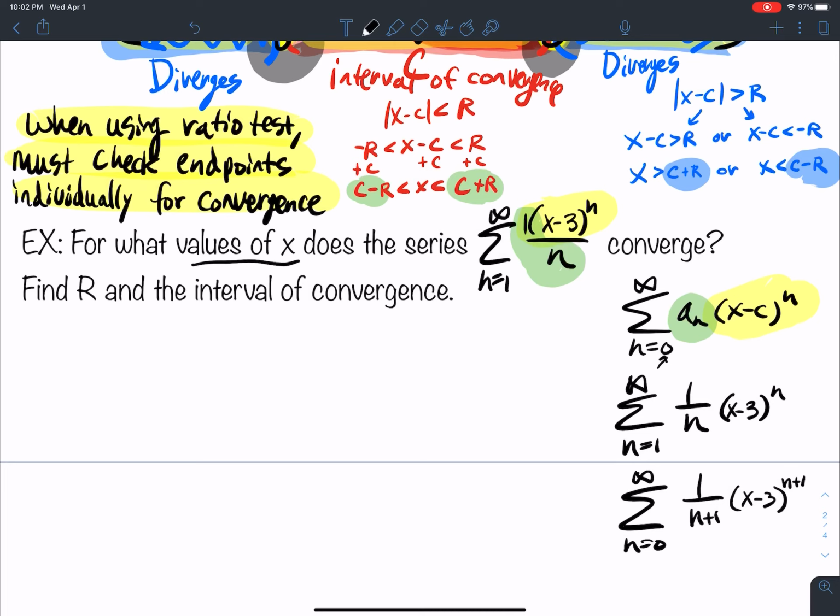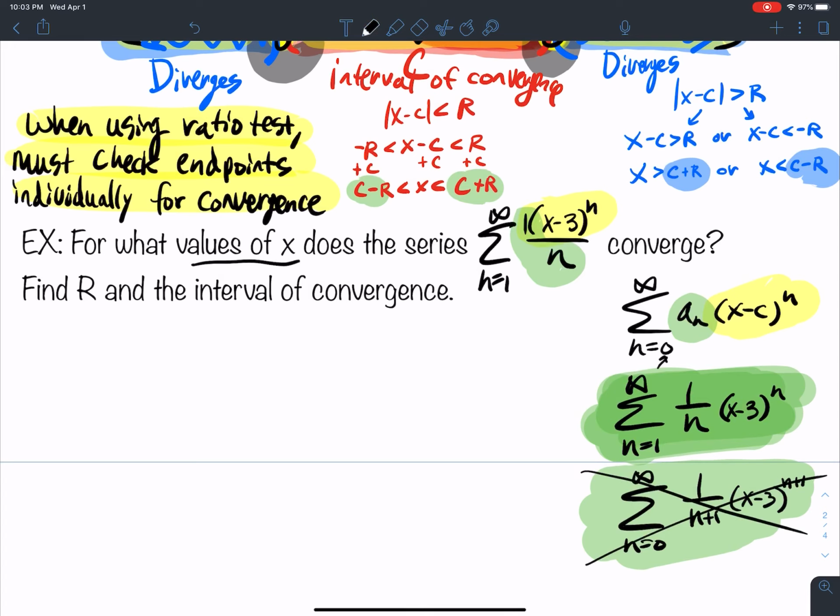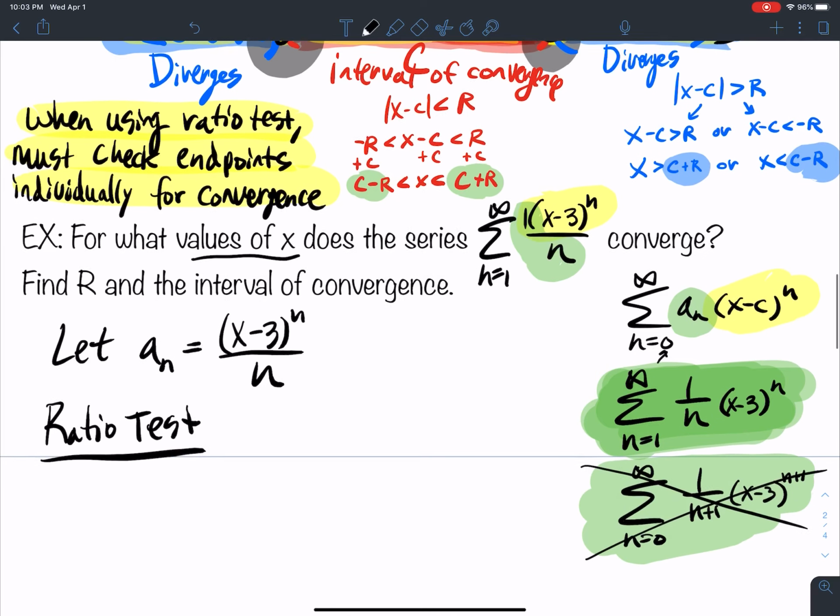That's kind of annoying. So really, these two things are the same. So let's just stick with the original problem here. You don't have to do this, okay? So let's run with it. Let a_n be (x minus 3) to the n over n. And let's run the ratio test. Okay, so let's use the ratio test here.